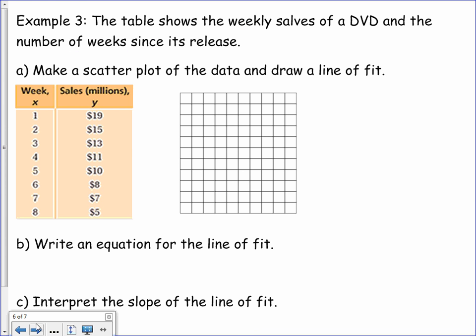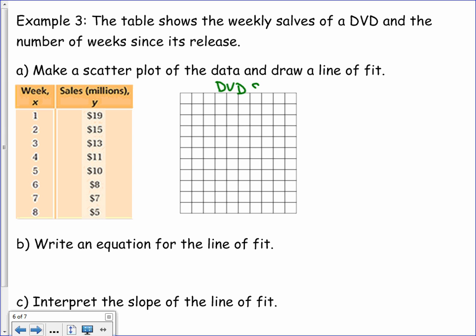So this example shows the table of the weekly sales of DVDs and the number of weeks since its release. We're going to make a scatter plot of this data, and then we're going to draw a line of fit. What we first need to do is label our graph.